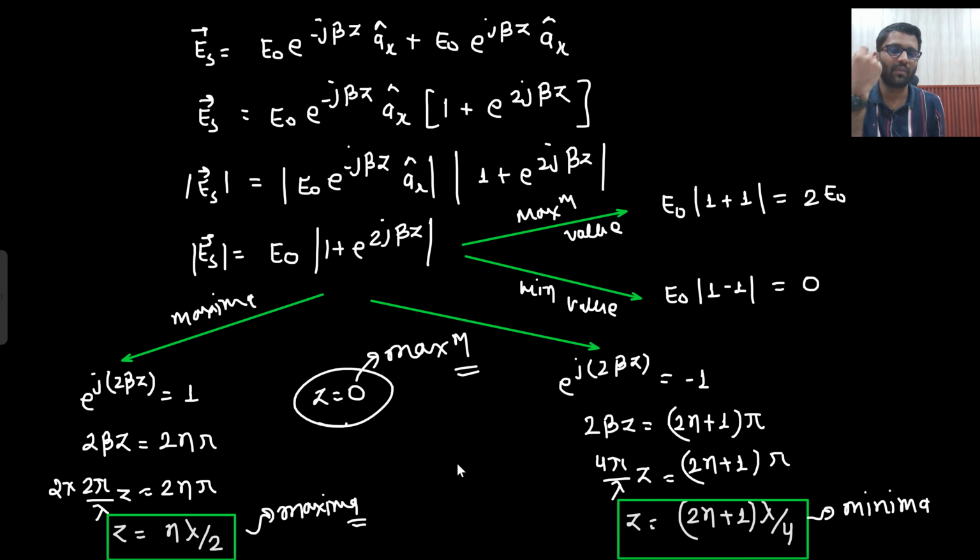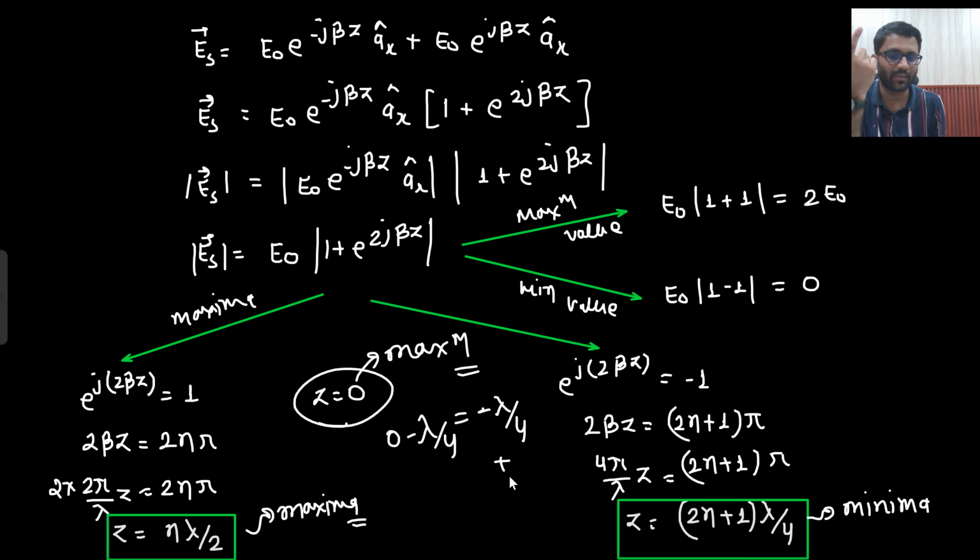Now if I need to calculate minima, what am I going to do? 0 minus lambda by 4. If I need to calculate the first minima, I do 0 minus lambda by 4. What did I get? That my first minima is at minus lambda by 4, which is not acceptable. Minus lambda by 4 is not acceptable.